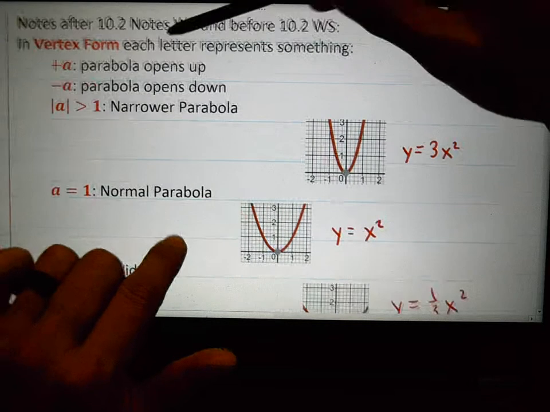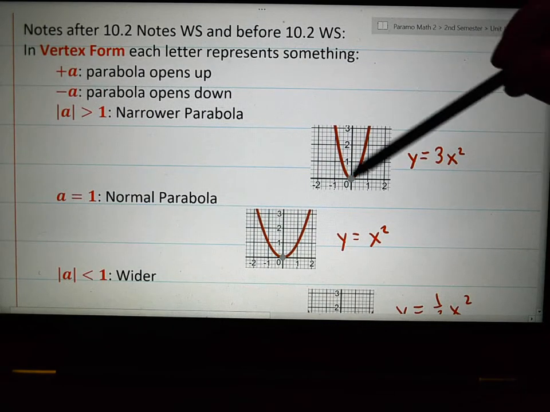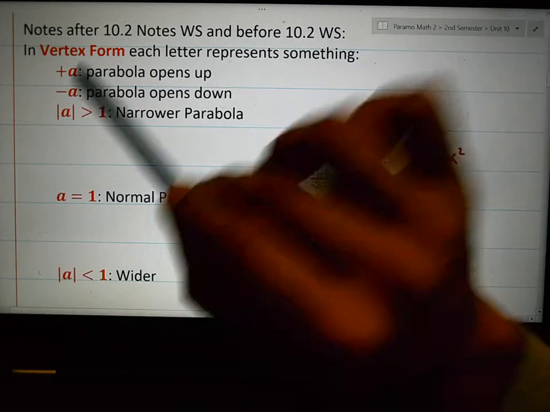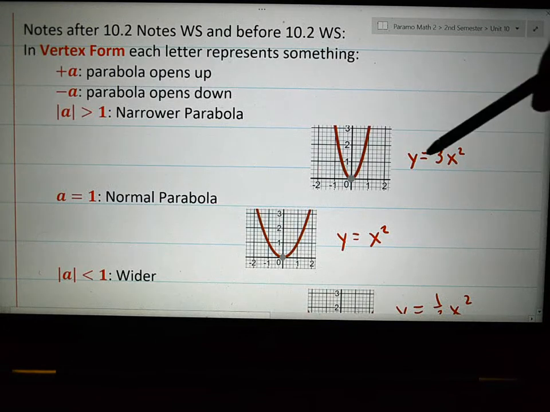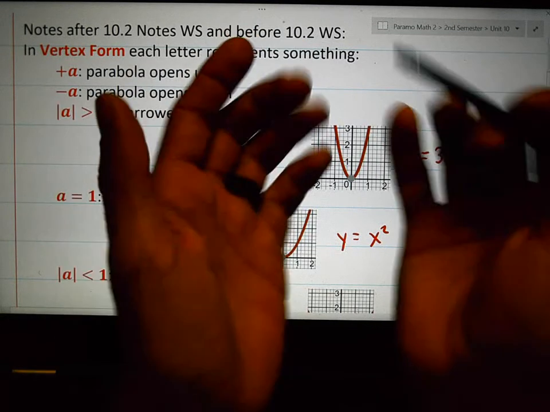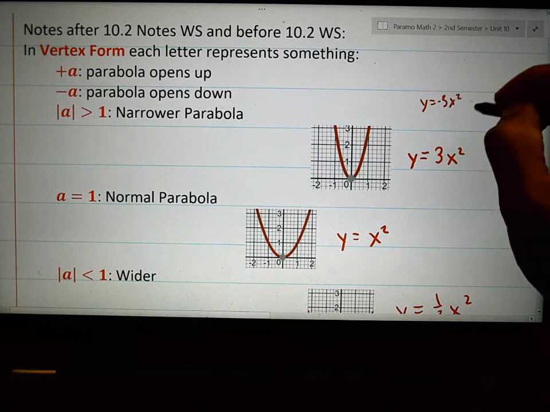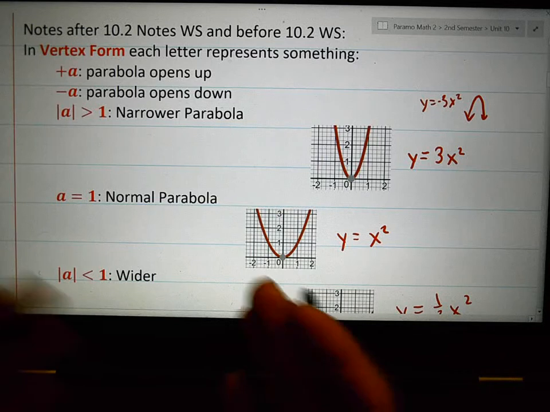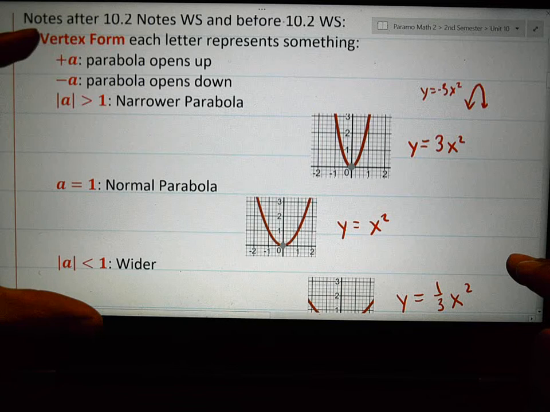Other things about the a value. If it's a positive a value, this is a positive 3, it makes a smiley face. It's a happy parabola. If it's a negative a, it would be going downward. If it was negative 3x squared, then the whole graph would be flipped. Y equals negative 3x squared would be the skinny graph going downward. Simple, right? You just have to know what the a does, and then you know what the graph is going to look like. The a value is important.